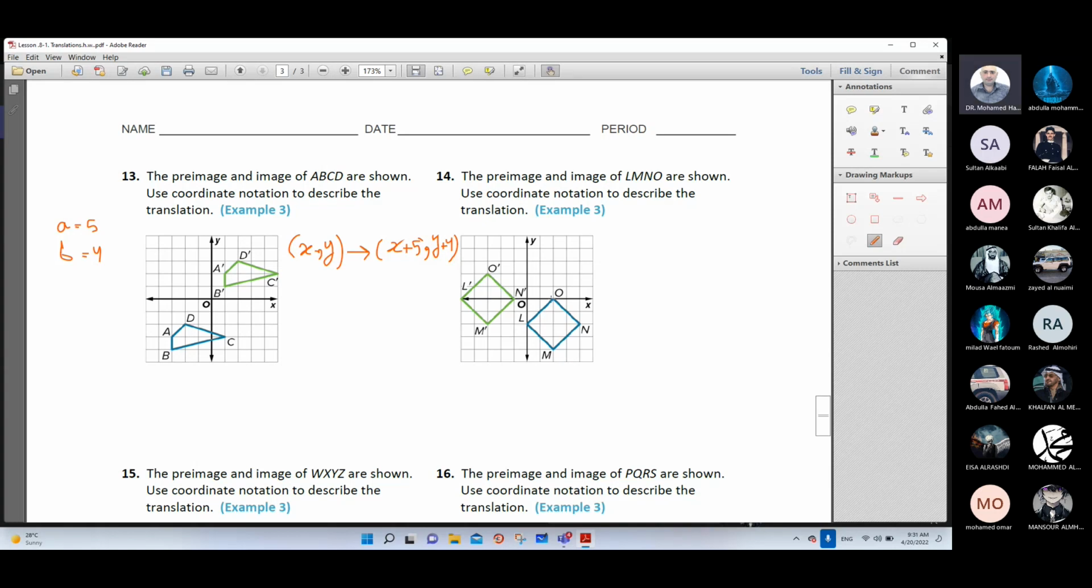For example, O. How to translate to the O prime? Go to the left. 1, 2, 3, 4, 5. 5 to the left means A equal negative 5. Then go 2 units up. 1, 2 means B equal 2. So the description of this translation will be X, Y.